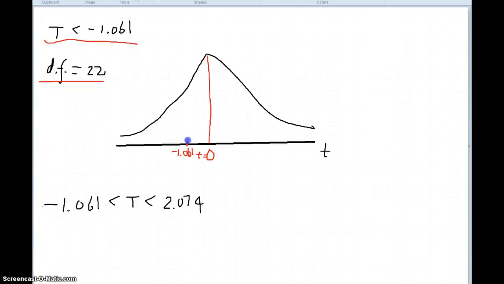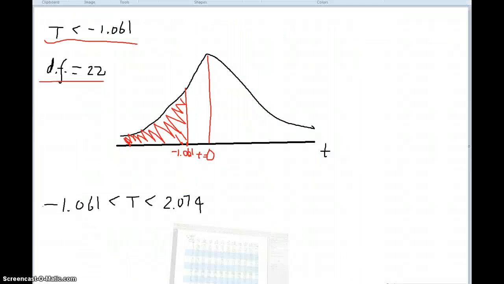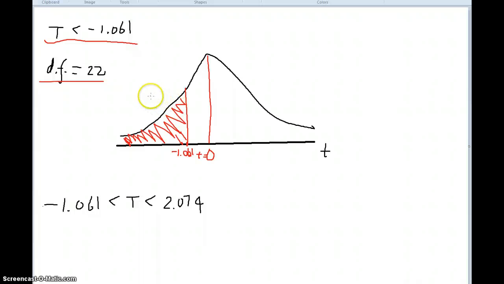So if I draw a line here and we want to find out t less than, it means the left side of this value. So that's the left side of negative 1.061. And we want to find out the area, or you can say the probability, because the probability equals the area under the curve. So if we go into the table, we find the degree of freedom 22 right here, this row, and then we find the value 1.061. Actually, we don't have negative here, we only have positive 1.061, and you go up to see the corresponding alpha value, which is 0.15. So that means this area under the curve is 0.15.